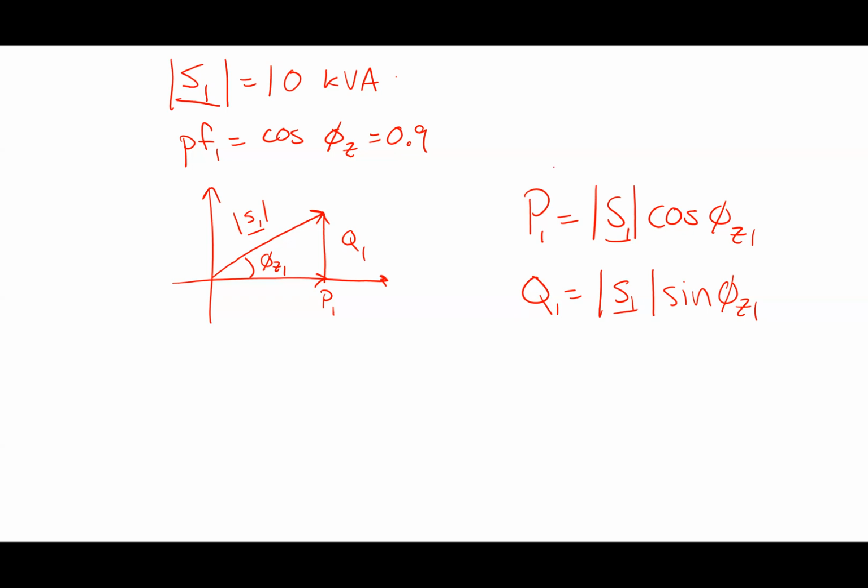I could say, if I know S and I know cosine, 10 kVA times 0.9 is equal to, what units? So 10 kVA times 0.9, this would be 9 kW. All right, 9 kilowatts. Now, what about for Q? I could solve for the angle and use this. What other thing could I do to solve for Q?